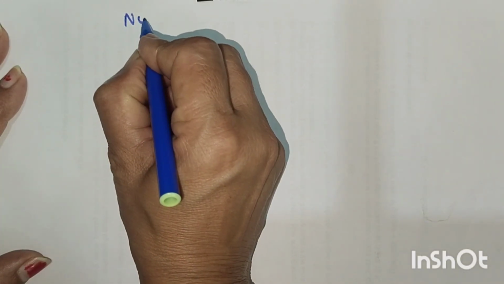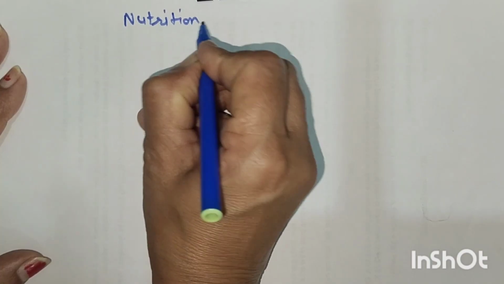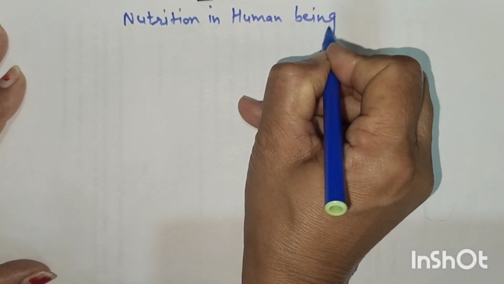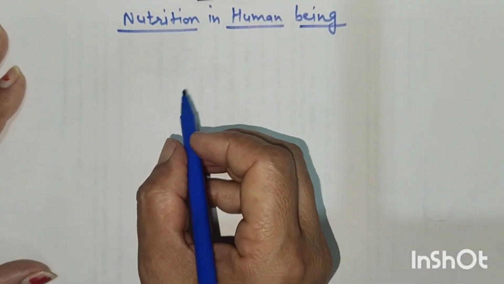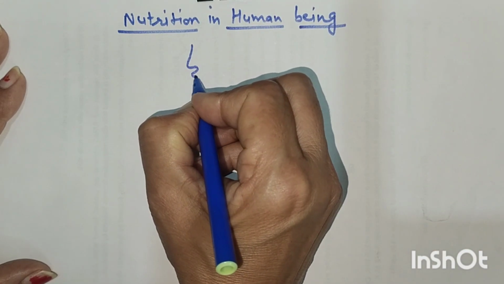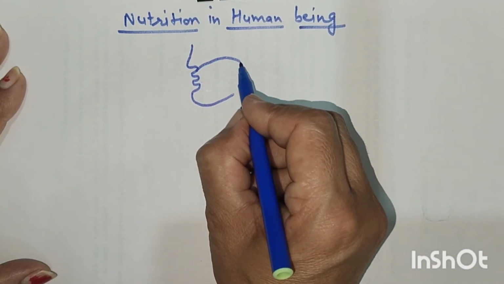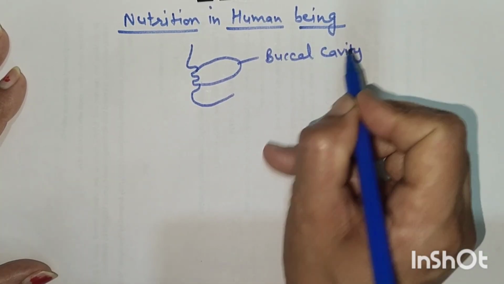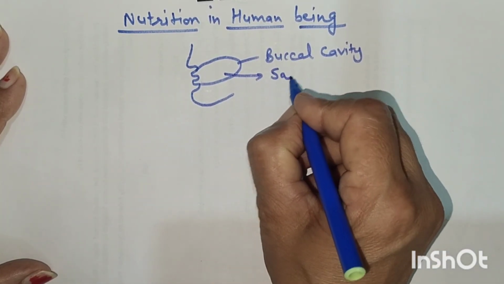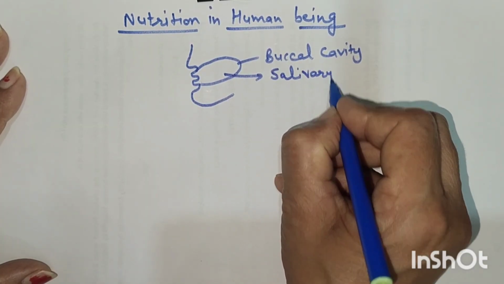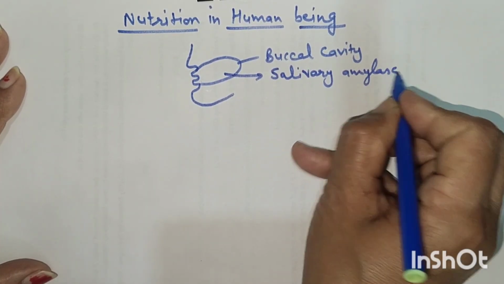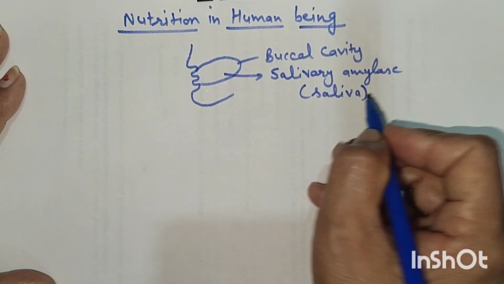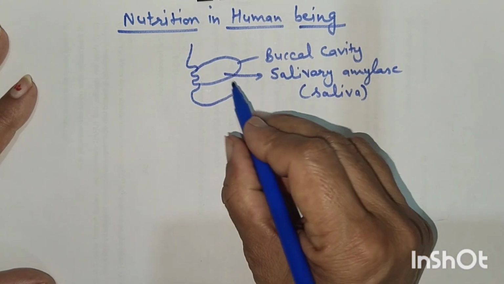Now, nutrition in human beings. As we have discussed in earlier videos, but now I am recalling the human digestive system. Here, as you know, it starts from the mouth, and this is called the buccal cavity. In this buccal cavity, there are salivary glands that release saliva.